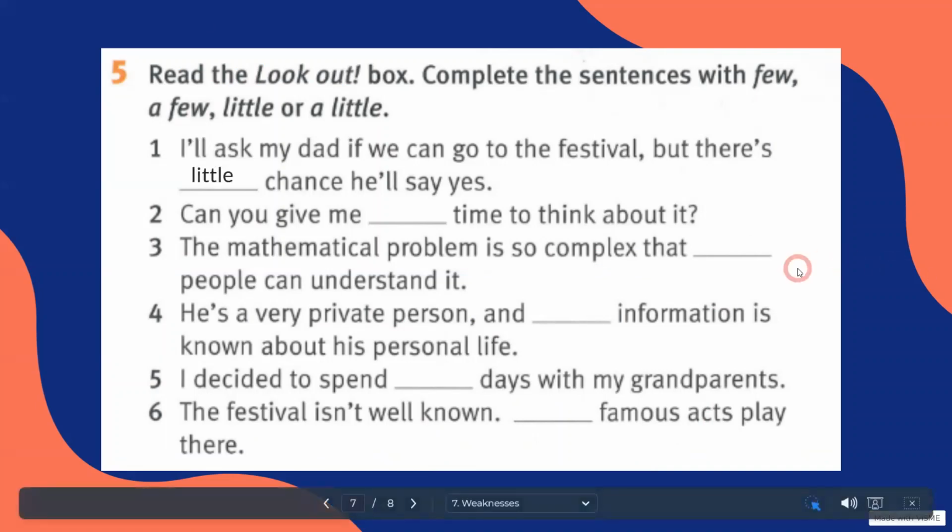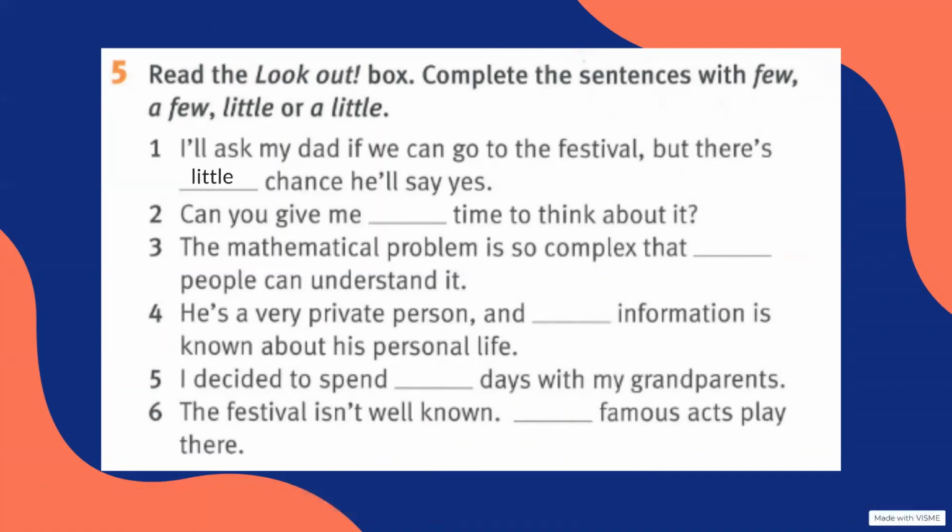Okay, let's check. So number 1 says, I'll ask my dad if we can go to the festival, but there's little chance he'll say yes. So this person sort of expects their dad to say no. And this is why they say there's little chance. There's not much chance that he will say yes.